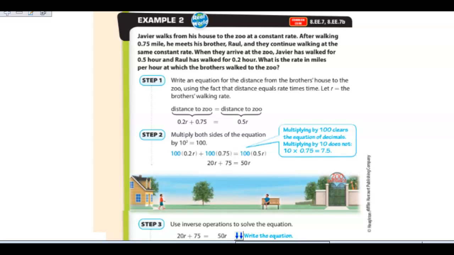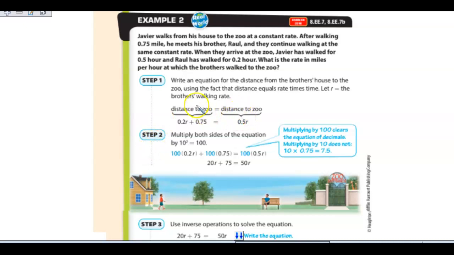So we have where Javier has walked 75 hundredths of a mile, and he meets his brother Raul, and they continue walking, so that we know that Raul walked for 2/10 of an hour. So for all of Raul's, it would be the 75 hundredths of a mile and the 2/10 of an hour that Raul walked. And so that's where the distance to the zoo comes in. But we know that all together, Javier walked the entire way, which is the 5/10 of R.